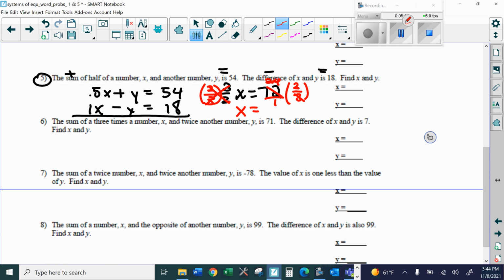3 goes into 72 24 times, and 24 times 2 is 48. So x is 48. Let's plug into the second one: 48 minus what number gives me 18? That is 30. 48 minus 30 is 18. And there's my answer right there. All right, so that's all you're doing on either side, just translating into equations and solving your systems of equations like we just got done quizzing on today.